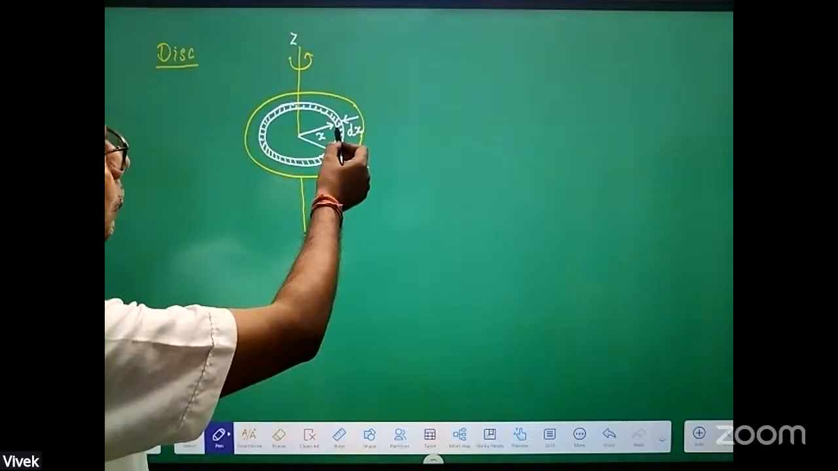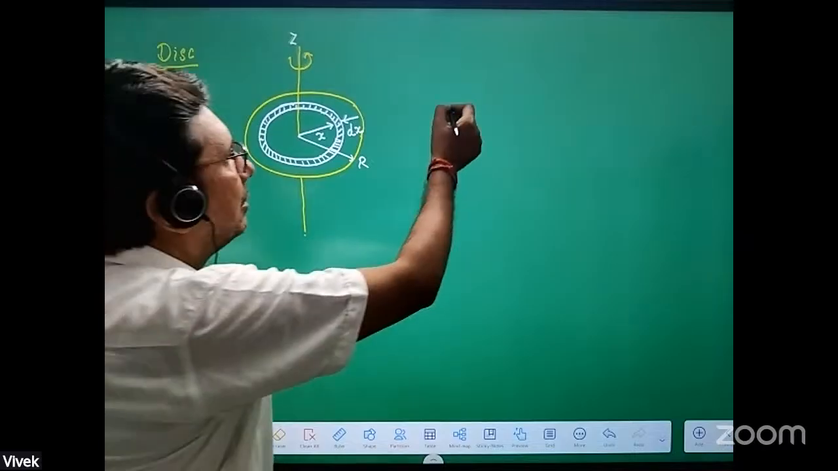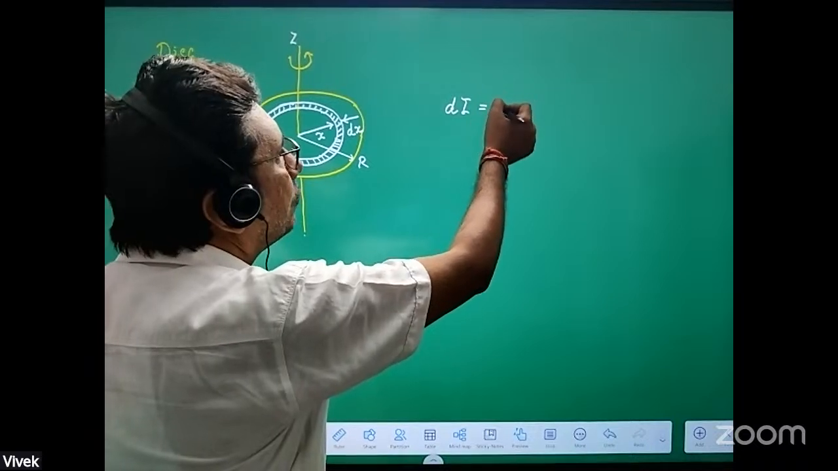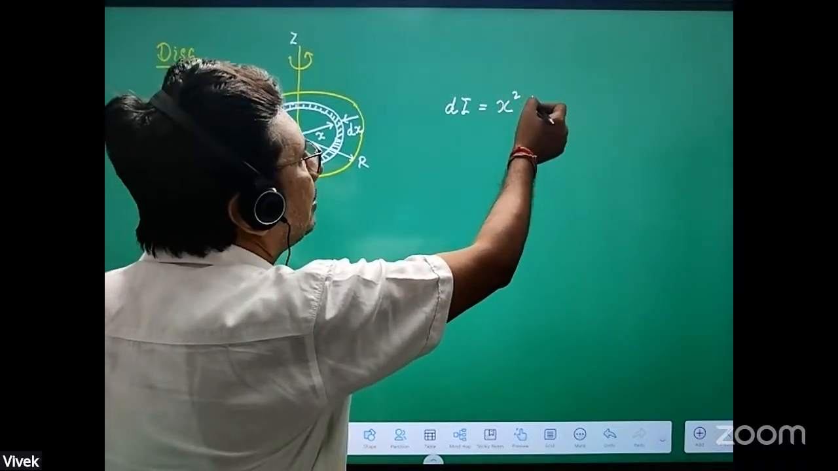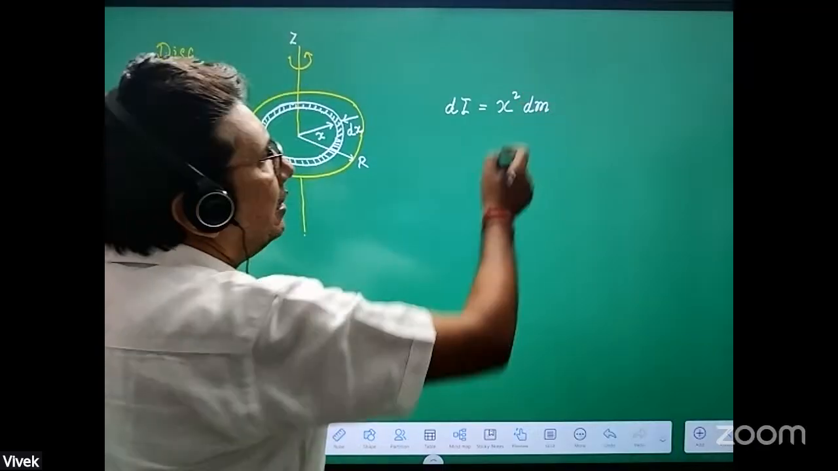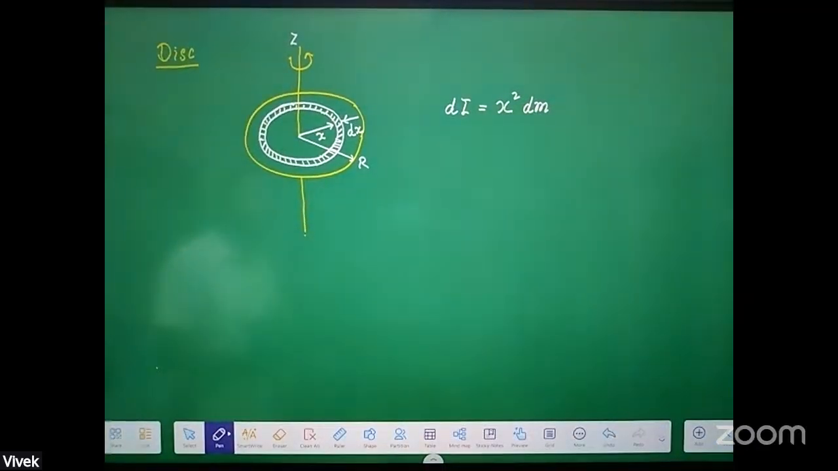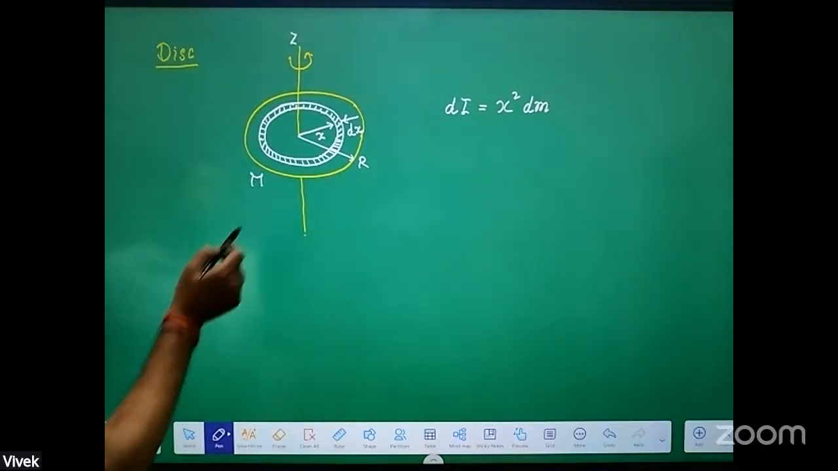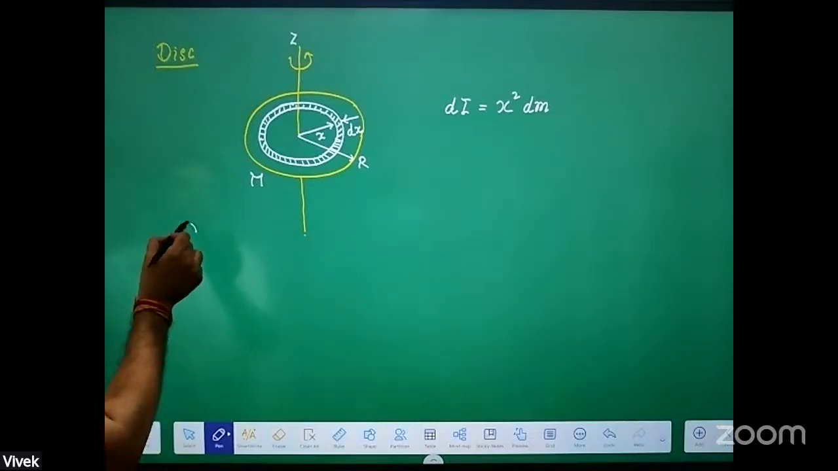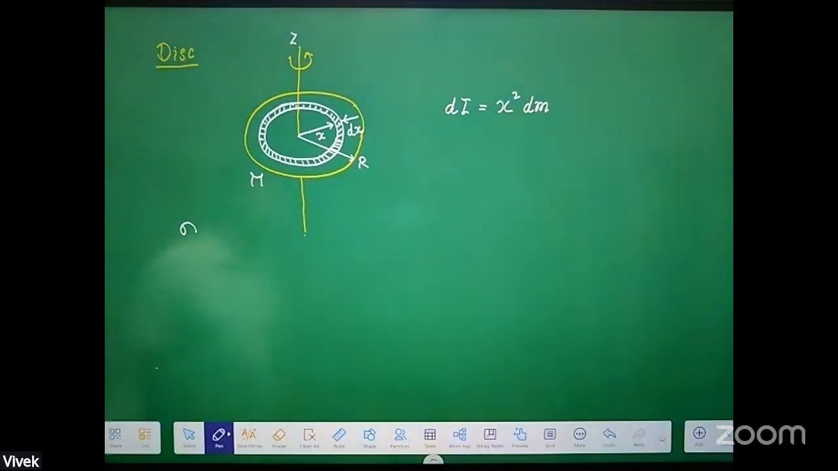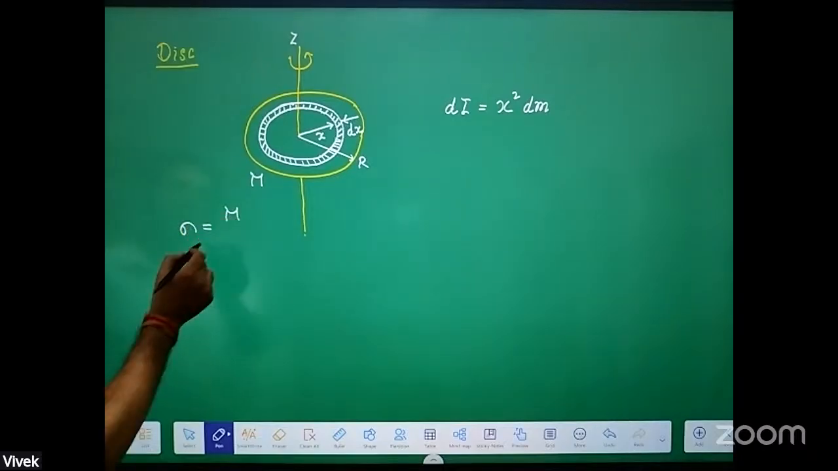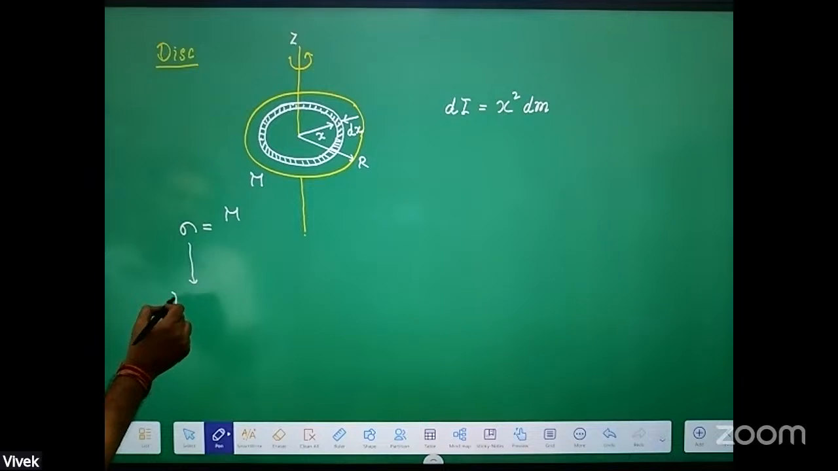So what will be the moment of inertia of this strip? How much will it be? This will be di, which is x square multiplied by mass. This is m x square, so here m is dm and this will be x square. What will be this dm? Suppose the mass of this disk is m, radius is r. Okay? So what will be sigma? Mass per unit area, surface mass density. So total mass, mass per unit area. What you call it? You call it mass per unit area.